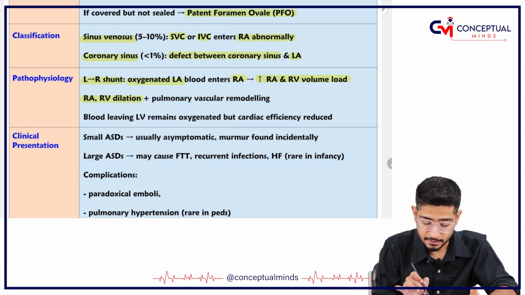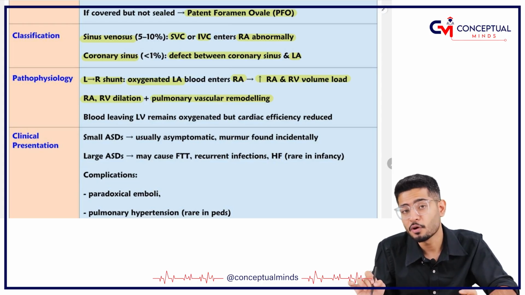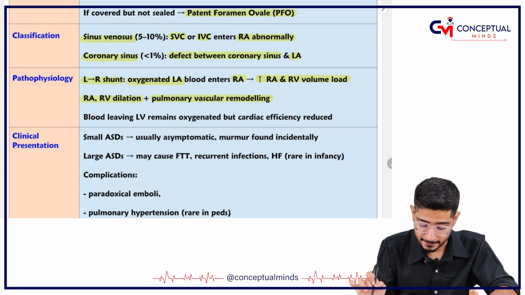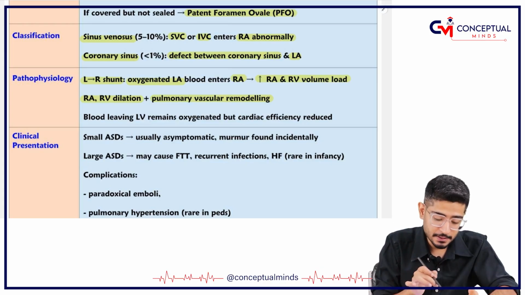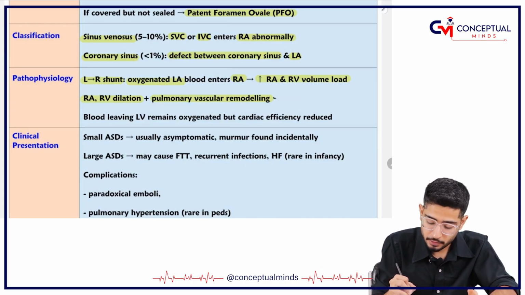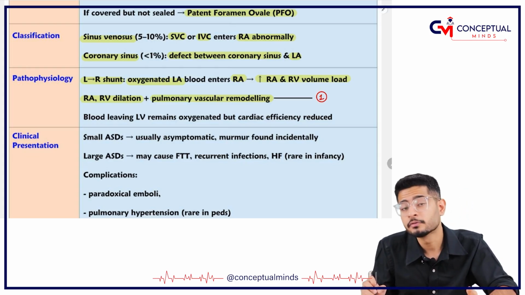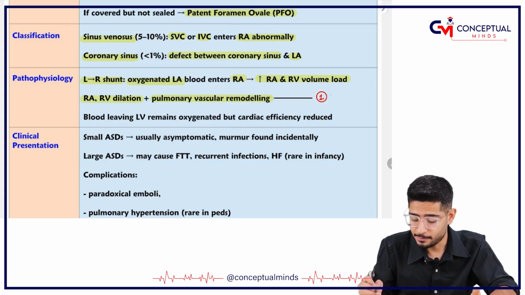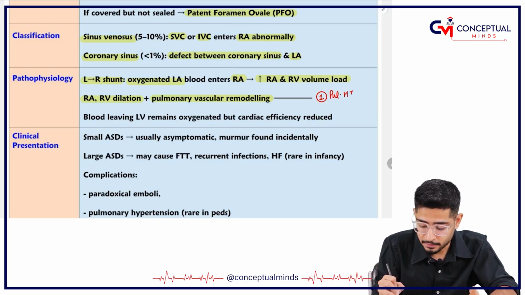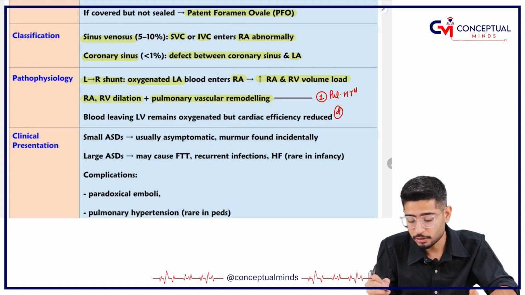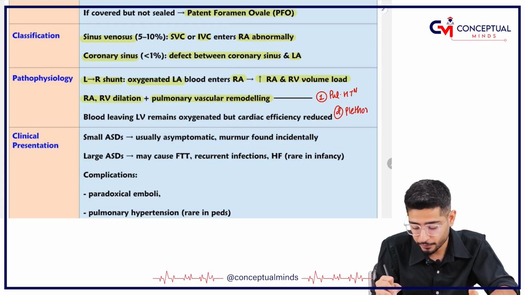And once they are dilated, what is going to happen? There will be pulmonary vascular remodeling. That means a lot of blood is going to enter into the lungs. Okay, but what is the problem? First of all, there will be pulmonary vascular remodeling. A lot of blood is going to come into the pulmonary vessels, so pulmonary vessels can undergo pulmonary hypertension and some changes. Then a lot of blood is going to go to the lungs, which is called plethora. Okay, plethora is increased blood to the lungs.